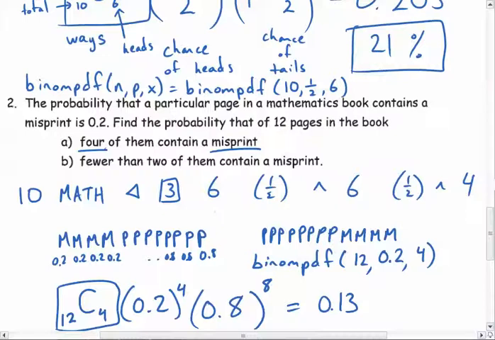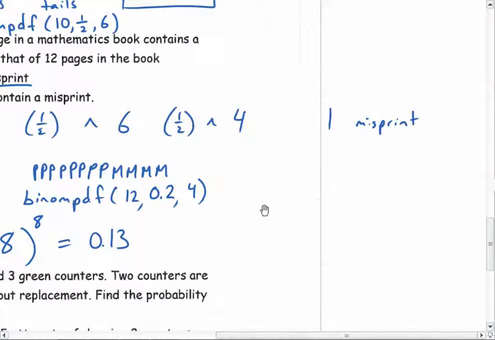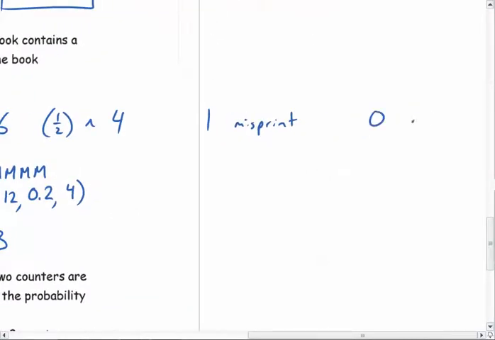Go ahead. Yeah, try the next one on your own. Okay, so I'll show you a little bit about what goes on in my head when I solve a problem like this. I want either one misprint or no misprints. And I'm going to add up those possibilities.